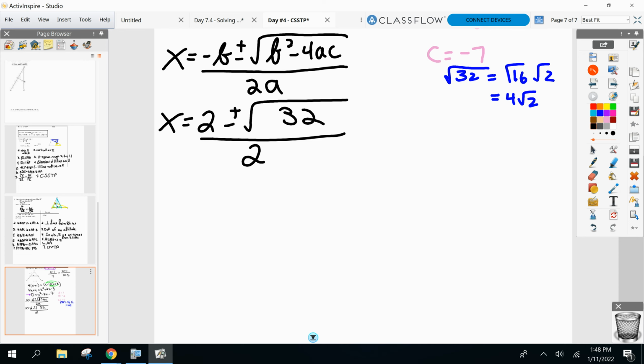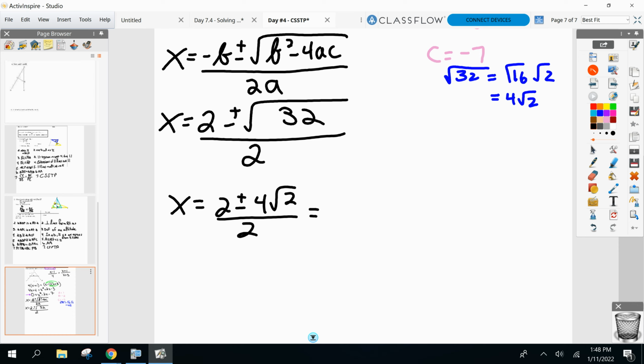All right, so let's replace it. 2 plus or minus 4 radical 2 over 2. Not simplified, though. The radical is, but not the fraction. Here was my concern day 1 and day 2 when we did this. Everyone sees the 2 on the bottom. You need to divide both sides of the plus or minus by that.